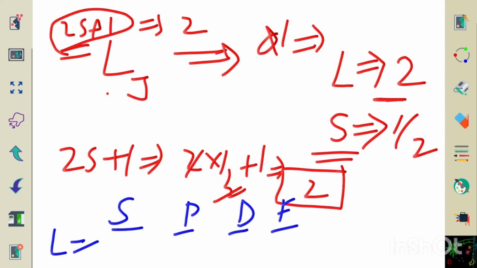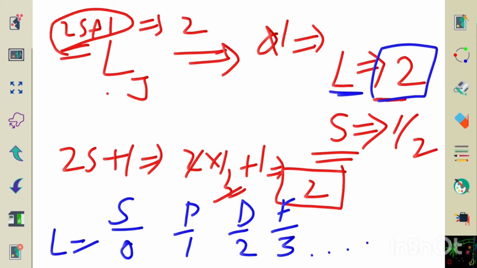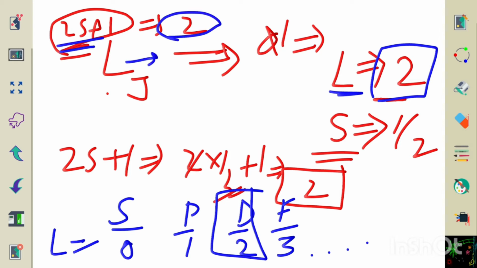So L for S is 0, 1, 2 and 3 and so on, right? Here, since the L value was 2, it should be D, right? So what will be its term symbol? 2S plus 1 is 2, L is equal to D, right? So we calculated the term ²D.